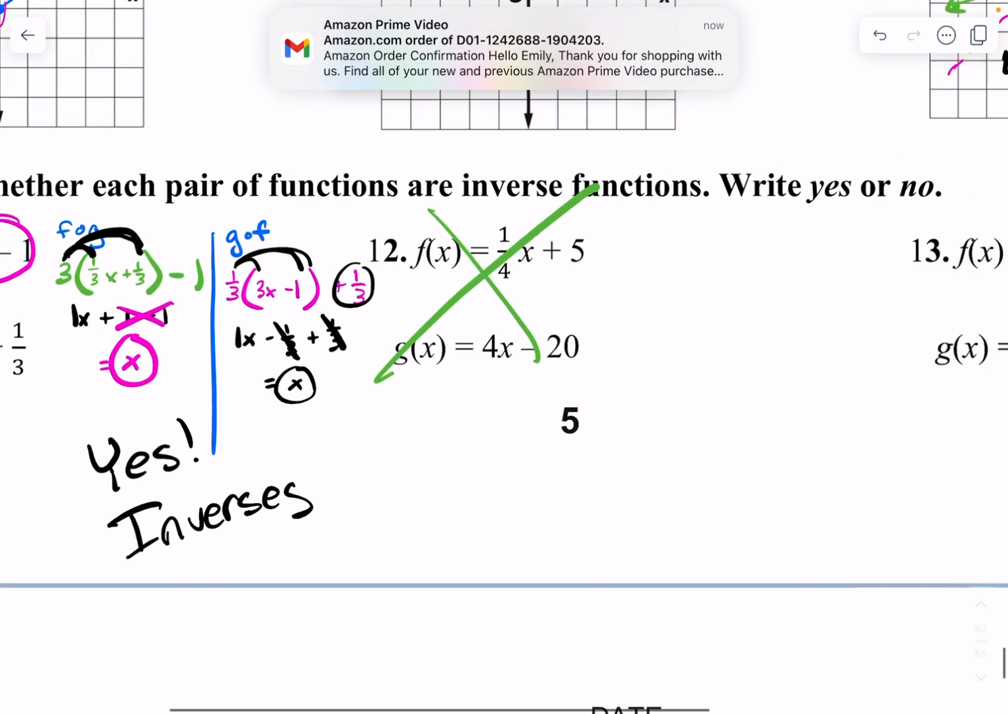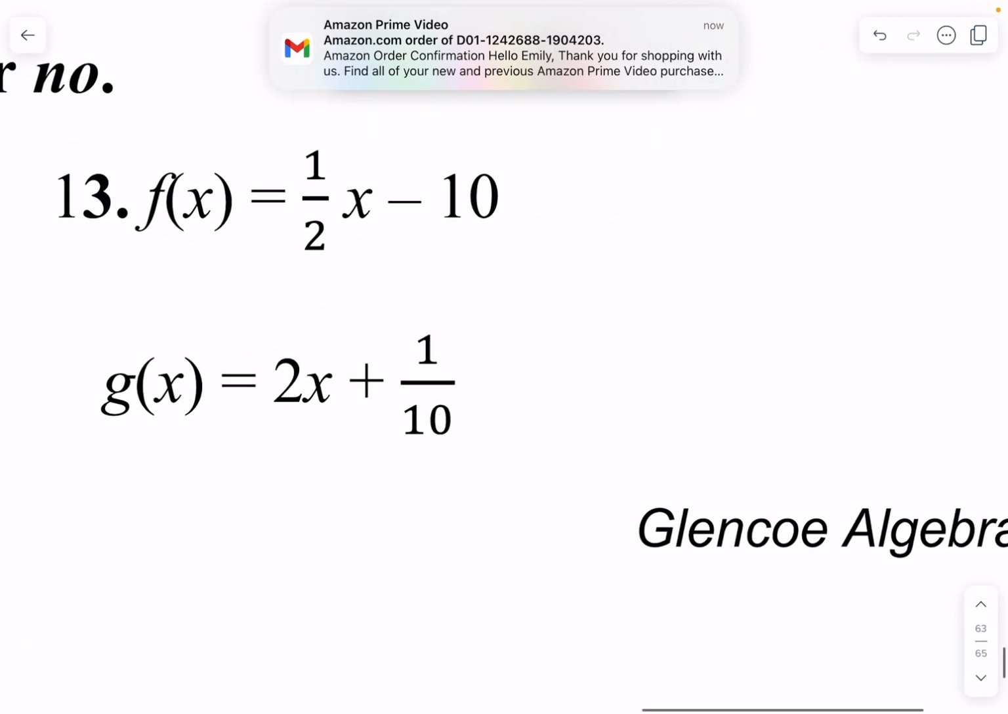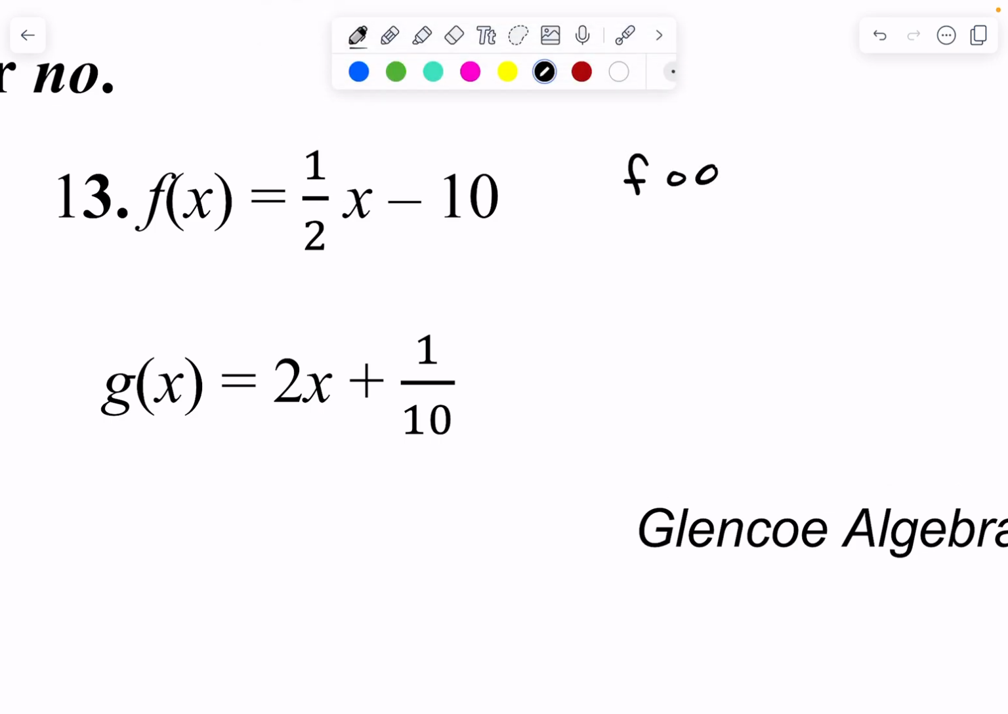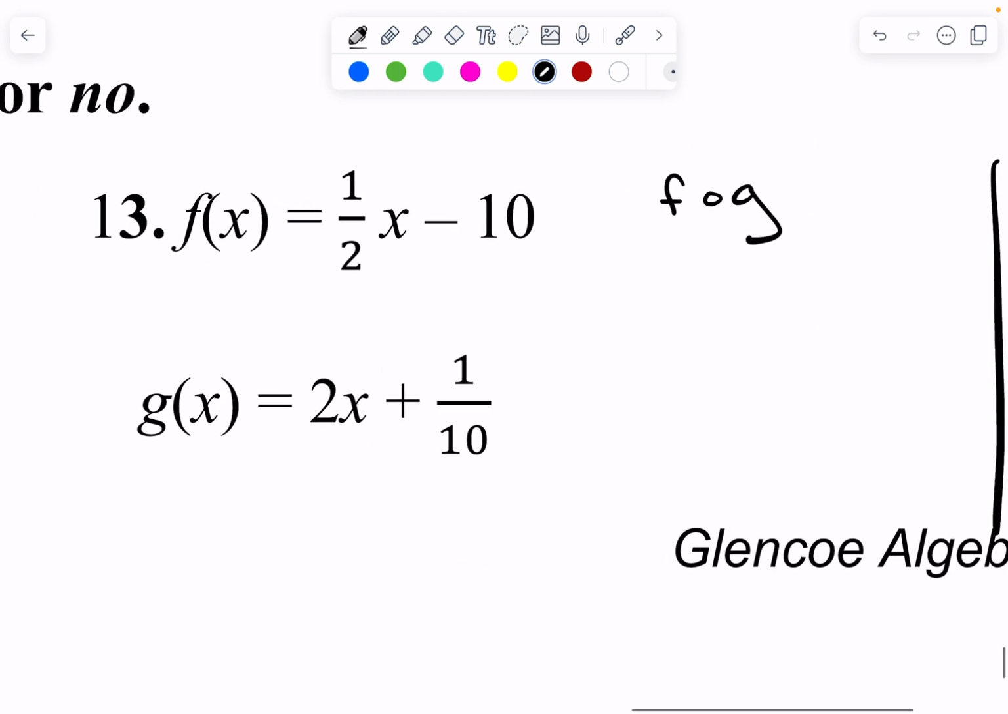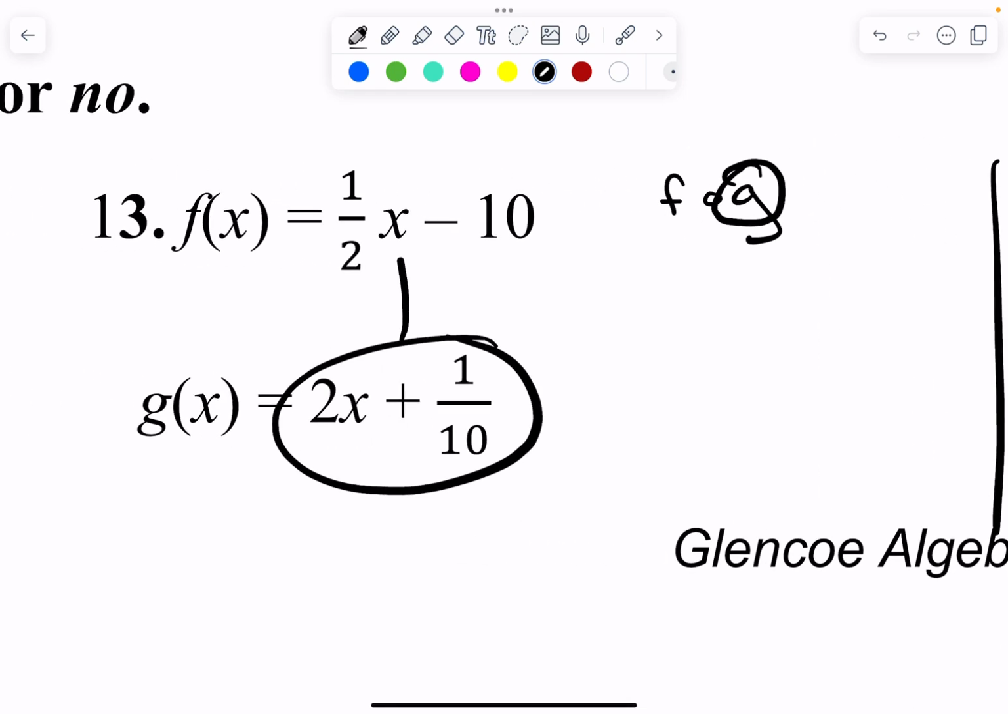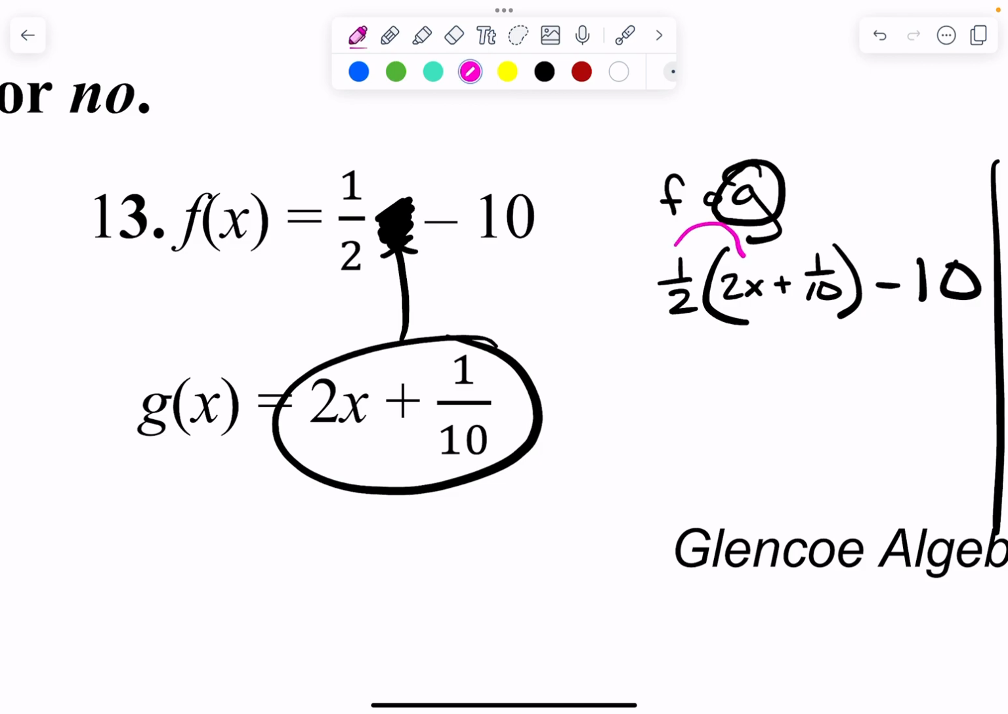All right, let's go to number 13 and see what we get here. Okay, so if I do F composed of G, and then I need to do G composed of F. So I'm going to do, the G is the inside one, he's going to go there. So I've got 1/2 times that stuff, this is gone now, minus 10, but I'm going to plug this into here. Okay, all right, now I'm going to distribute. 1/2 of 2 is 1x. 1/2 times 1/10, I would do 1 times 1, which is 1, and 2 times 10, which is 20, and then I've got minus 10.